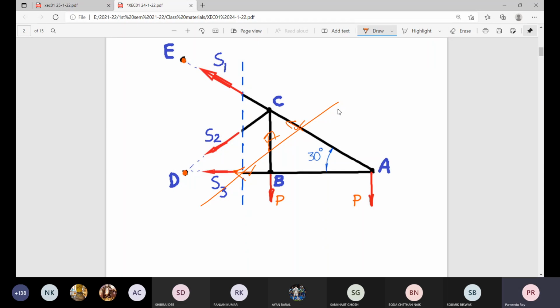Now, if you select B as the moment center, sigma MB equal to 0 will give you the solution for this one. Next, if you select A as the moment center, sigma MA equal to 0 will give you the solution for BC. And to get the value of the member force BD, you need to find the point of intersection if it is available. Of course, it is C. So sigma MC equal to 0 will give you the force in the member BC.